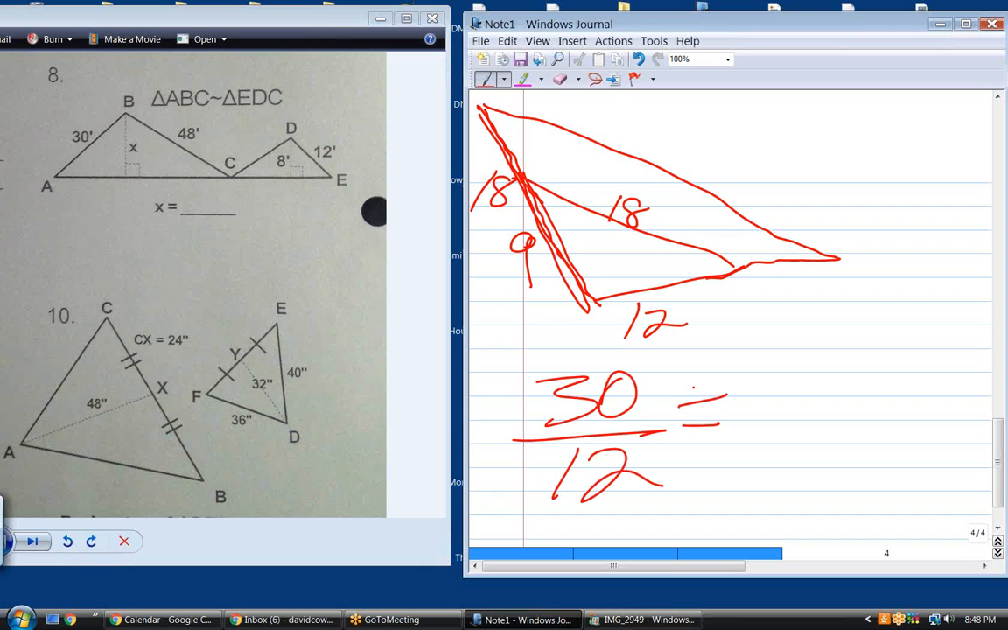Okay. And what's the right side of that? X to 8. Yep. Bigger to smaller. Okay. Let's go to 9.